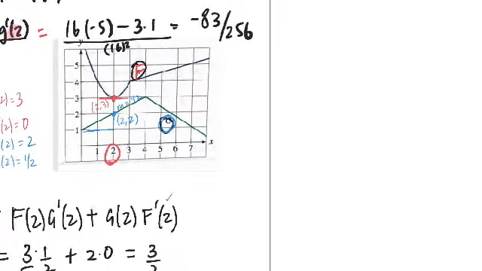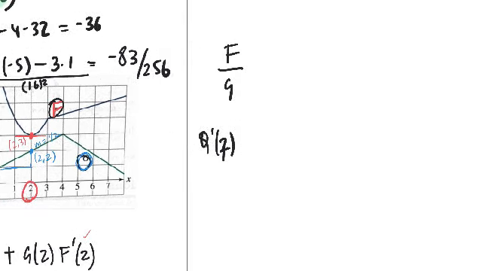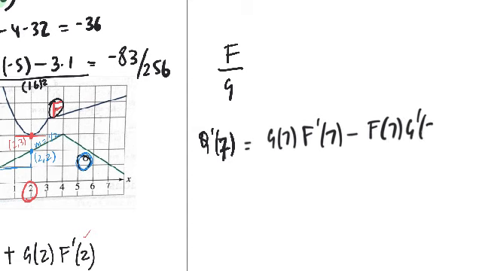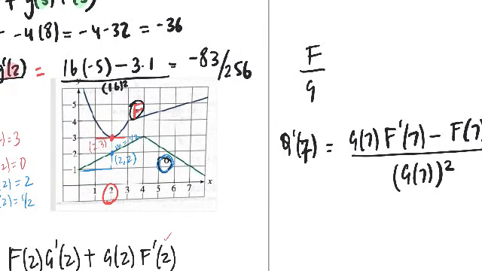Okay, last problem, q prime of 7. We'll do it out here. Q prime of 7, Q is a quotient. It's F over G, I think. Double check that. F over G, yeah. So it's low D high minus high D low over low squared. Okay, so we're going to go to 7. 7 is out here.